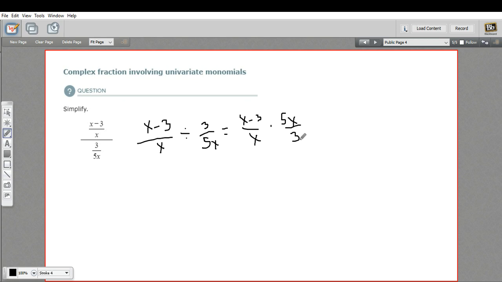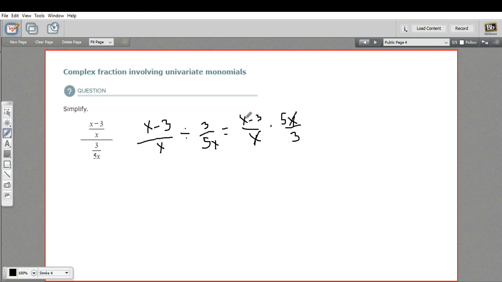bottom. Before you do that, it's probably wise to cancel. I see an x on the bottom and an x on the top that I can cancel here. So those go. I couldn't cancel with this x because that's part of a different term, but this one, 5x is multiplied by that whole term, so this x will cancel with that x.